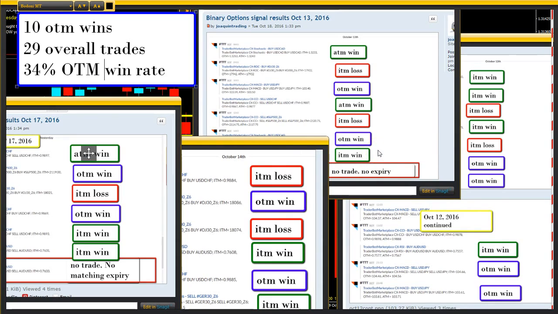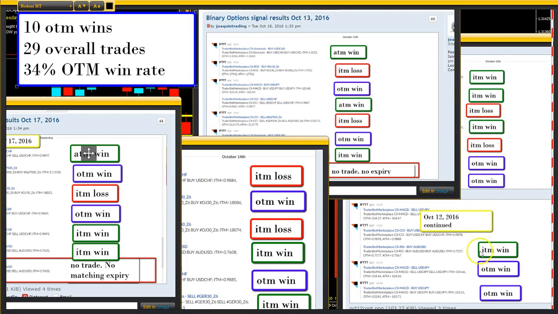Now go and count the consecutive losses in between the wins. I see 2 consecutive losses in between this win and this win. And then I see 1, 2, 3, 4. We're talking about OTM losses, not anything else. We see 3 consecutive losses between this trade and this trade. 2 consecutive losses here. Then we've got 6 consecutive losses before another OTM win.